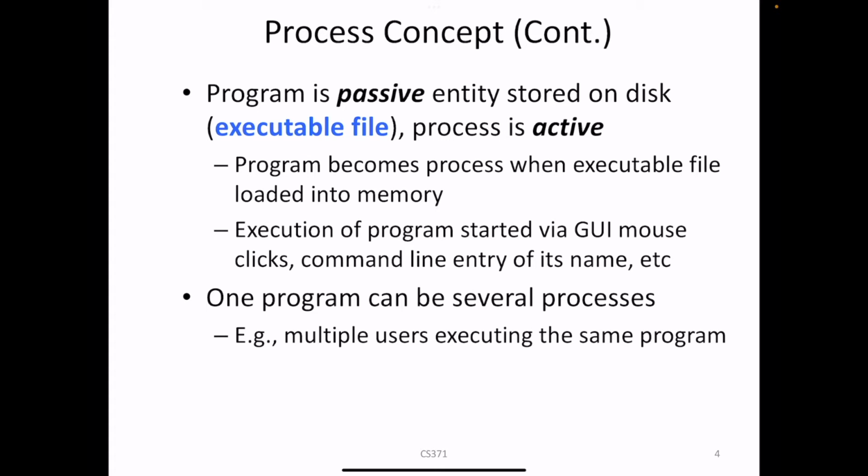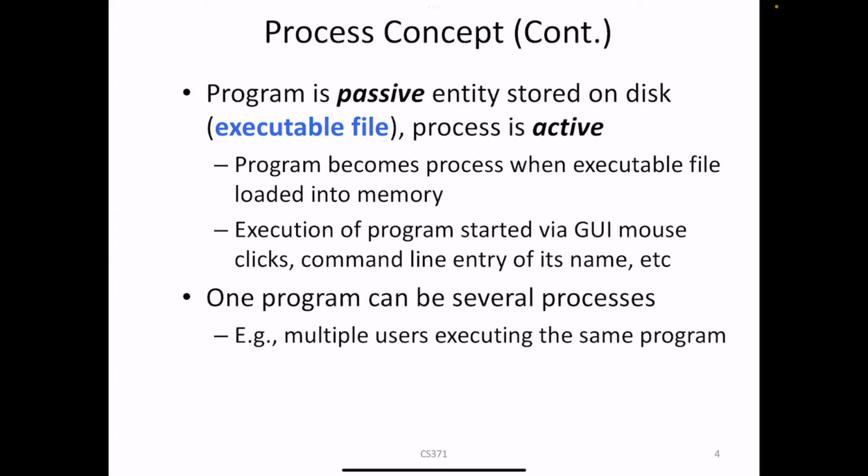A program is a passive entity stored on the hard disk as an executable file. On the other hand, a process is active, running in the operating system. Remember that is the major difference between a program and a process. When the executable file stored on the hard disk has been loaded into memory, it becomes a process running in the operating system.